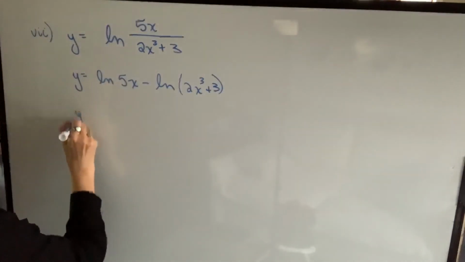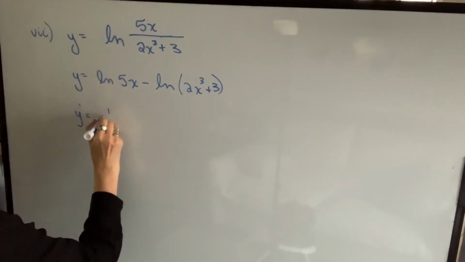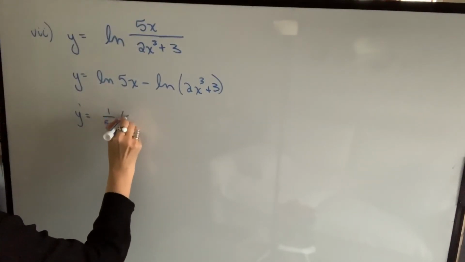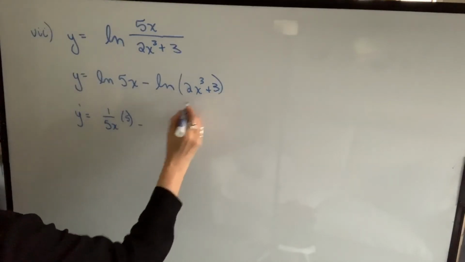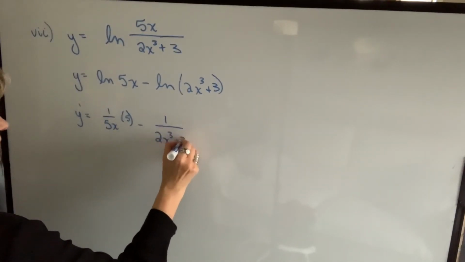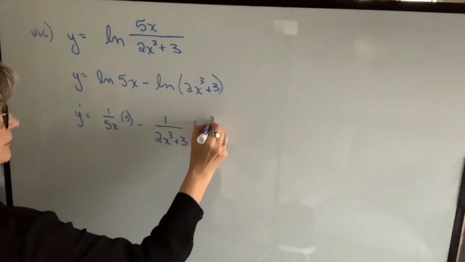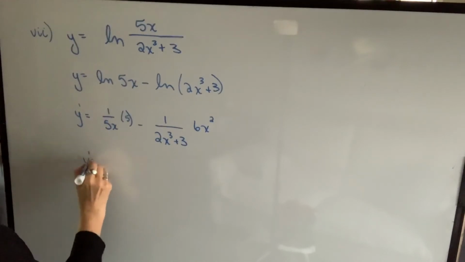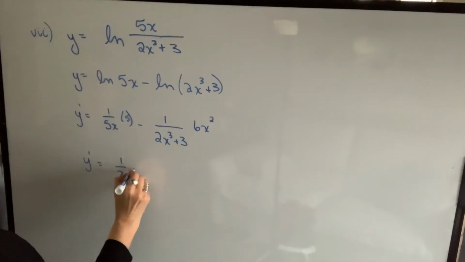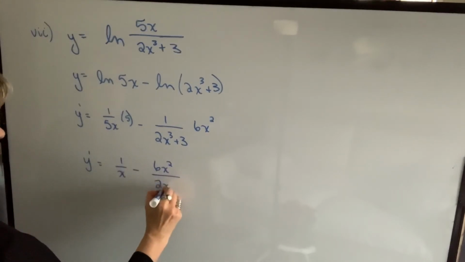Then I differentiate. The derivative of natural log of 5x will be 1 over 5x times 5, minus the derivative of the natural log of that function, which will be 1 over 2x cubed plus 3 times the derivative of 2x cubed, which would be 6x squared. So my result would be 1 over x minus 6x squared over 2x cubed plus 3.